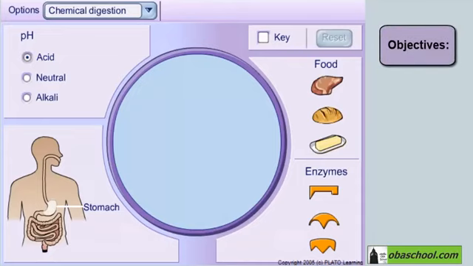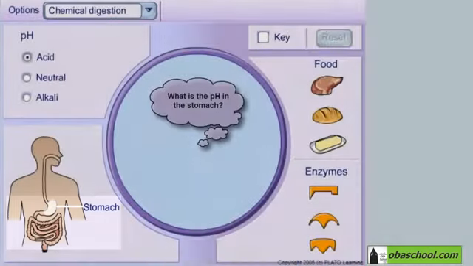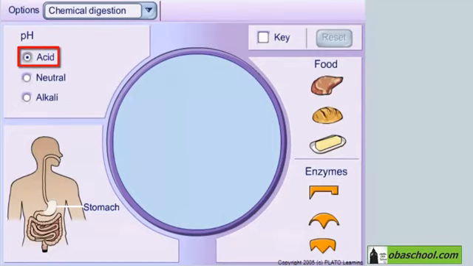We will now look at digestion in the stomach. So in the stomach, what is the pH? The answer is acidic. The stomach's pH is acidic.